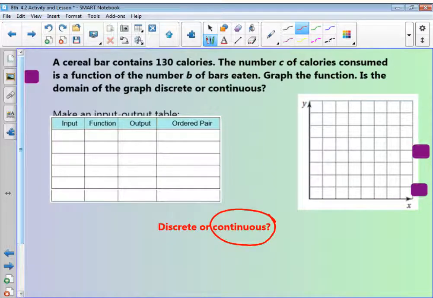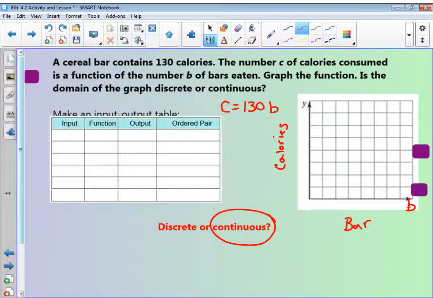So it's 130 calories per bar. So in order for us to find out our total number of calories, we're going to do our calories equals 130 per bar. Okay, that's where we would normally have our X's. So I'll just put B here. So this is going to be our bars, cereal bars, and this is going to be our calories.